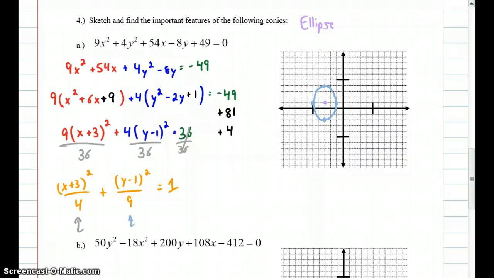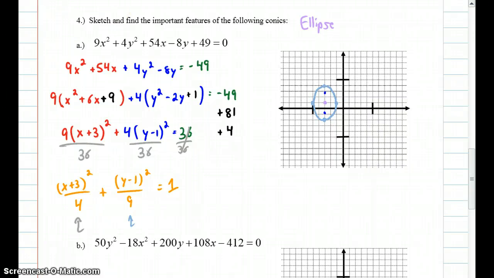The last thing we need is the foci. The foci are going to be somewhere around here and here. I don't know where exactly, but I know that the foci pull it from being a circle to an ellipse, and they sort of wrap around those foci.